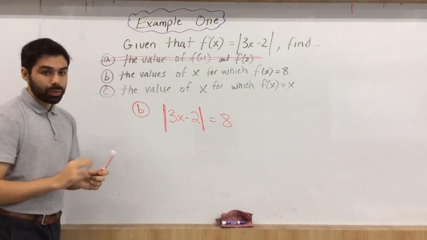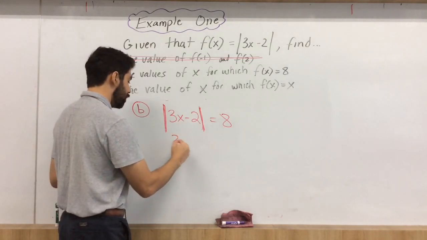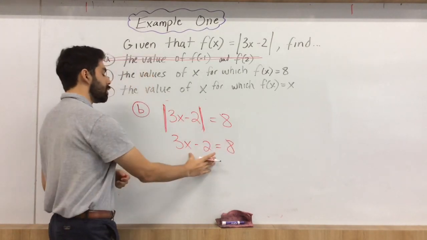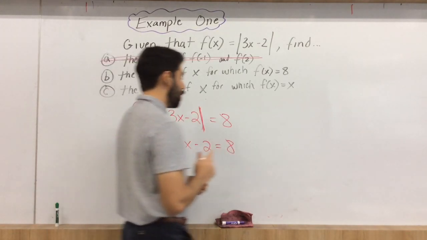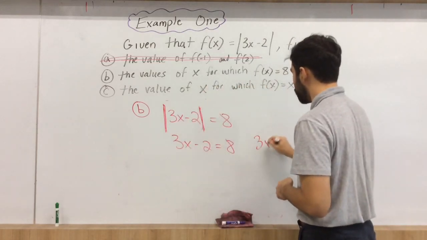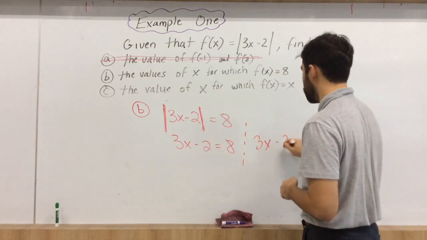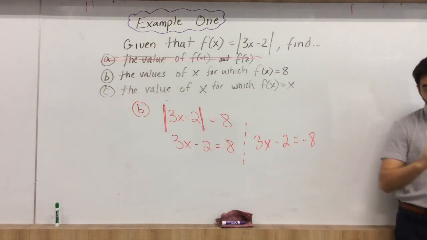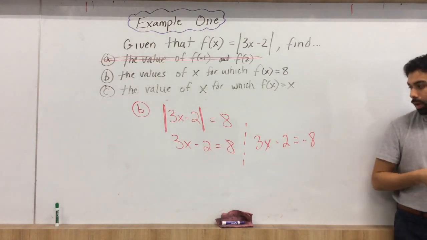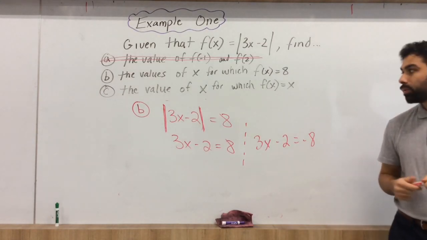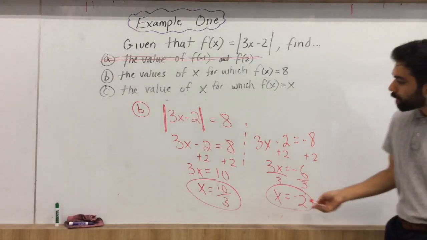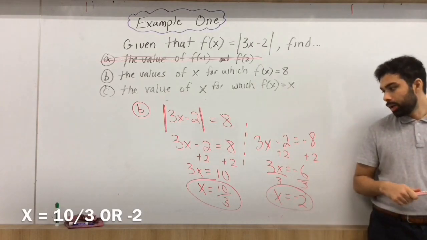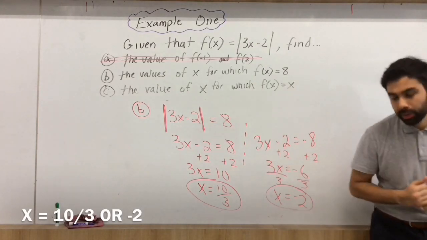Okay? You're going to have two scenarios. First scenario, at this point, you can let go of your brackets, so 3x minus 2 is equal to 8, and solve for your first scenario. Your other scenario is going to have 3x minus 2 is equal to -8. Solve for both scenarios, and that would be your solution for your values of x. So in this case, I got x is equal to 10 over 3, and x is equal to -2 by simply solving for both of my scenarios.